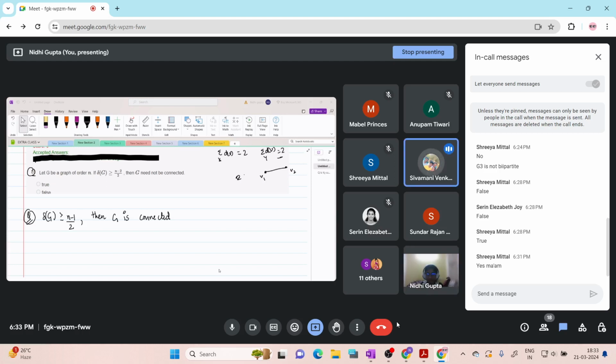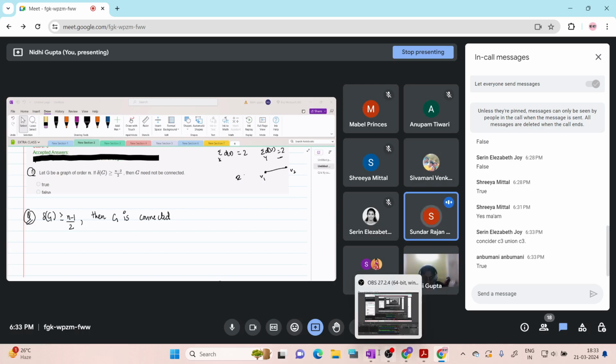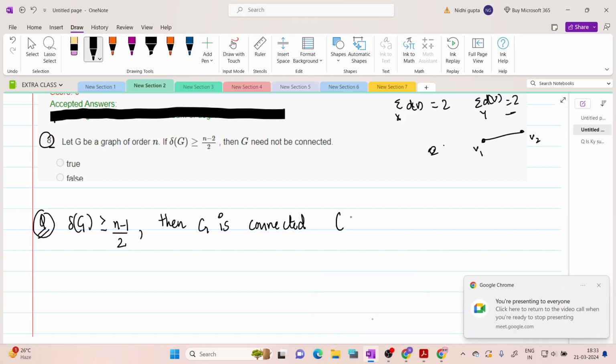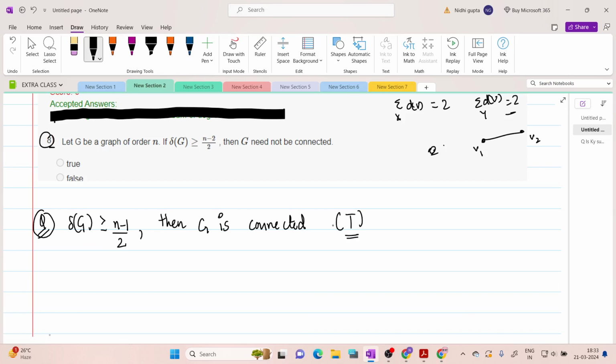Second one is true. Okay, yes, that is right. So do you know why it is true also? So let's first try to prove this. By theorem, if the minimum degree of G is greater than or equal to (n minus 1) by 2, then G is connected.